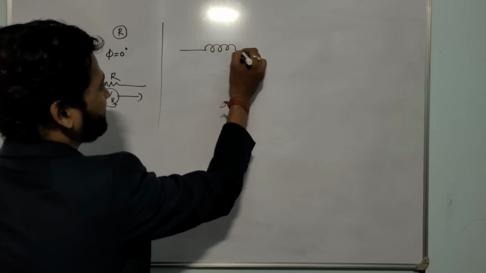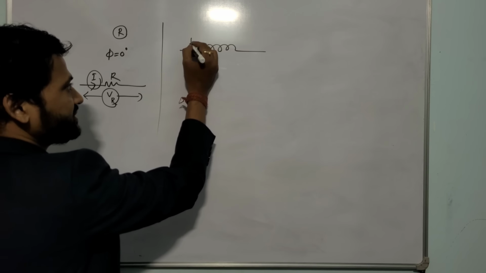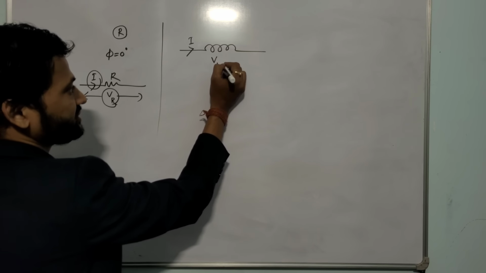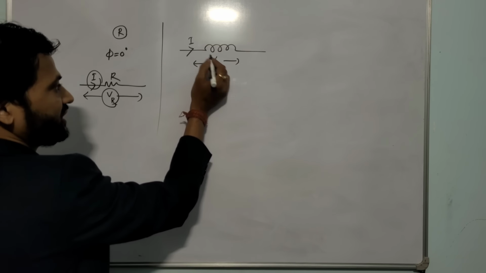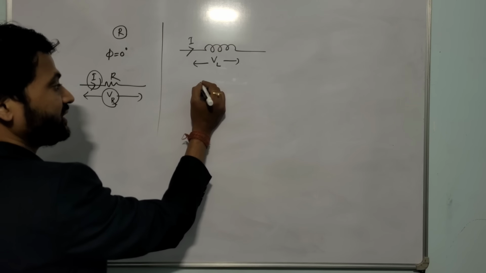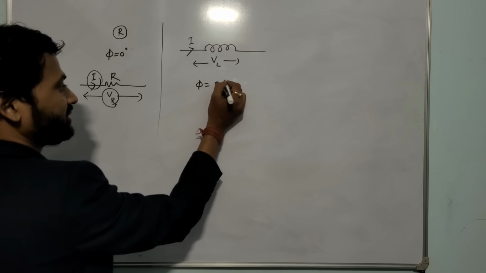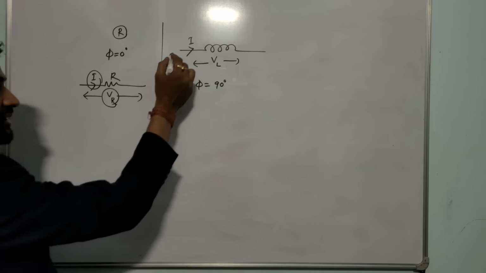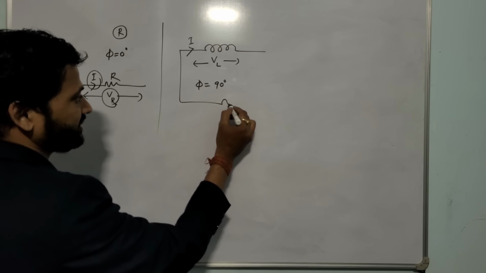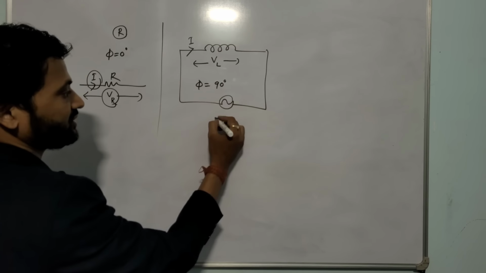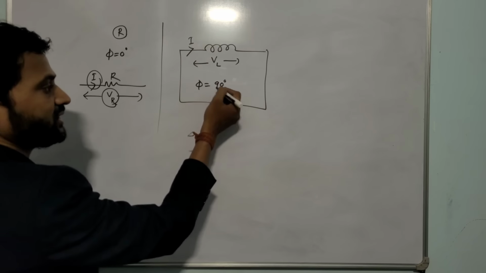Similarly, if you have an inductor, if an AC current is flowing through the inductor, voltage across the inductor is VL. So the angle between VL and I is 90 degree. मतलब angle is 90 degree. अरे जैसे मैंने बोला था AC supply, मैंने क्या बोला था? If AC supply is given to pure inductor, what is the angle between voltage and current? 90 degree.